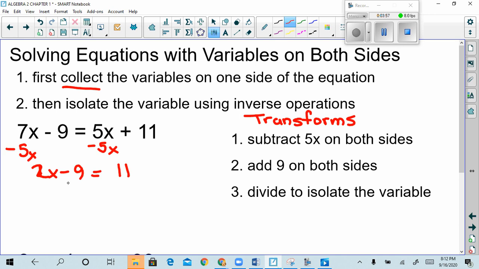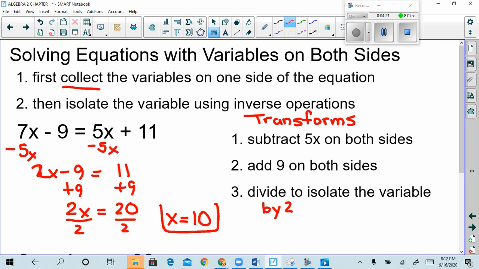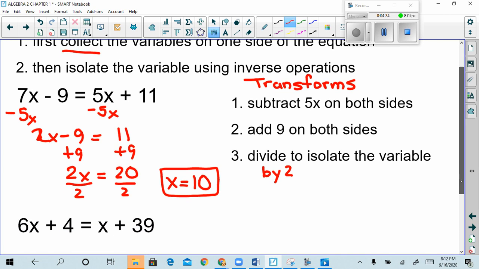I'm now going to use my inverse operations. I will add 9 to both sides. I now have 2x is equal to 20. And divide. This time I want to divide by 2 to isolate the variable. And x is equal to 10. Once again, I don't have the space here, but if I were to put that 10 in here, I'd have 70 minus 9 on one side, and I'd have 50 plus 11 on the other, and I'll see that it balances. Let's do one more.